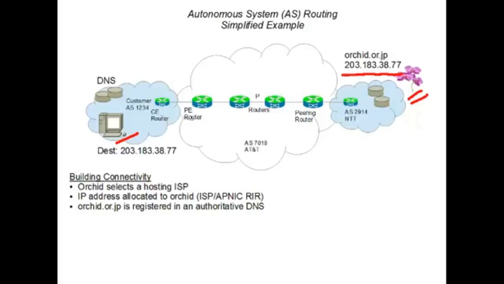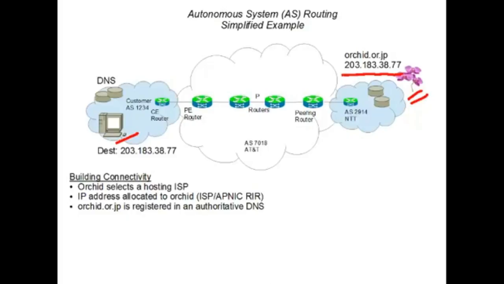Orchid, that is the company that wants their content on a website, has to select a hosting ISP and then get an address from that ISP. The ISP gets the address blocks from the regional internet registry. In this case, it's the Asia Pacific registry, which is called APNIC. As a side note, IPv4 addresses were exhausted in Asia Pacific about a year ago, so this would have to be from a pool that the ISP has and is not exhausted. Otherwise, you're going to have to go to IPv6, which we'll talk about a little later.